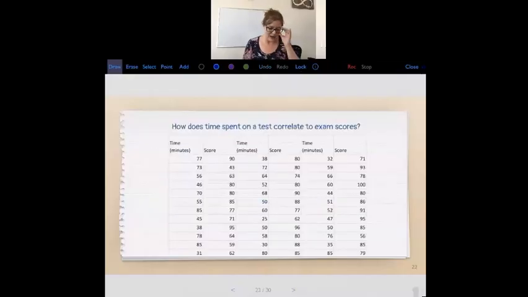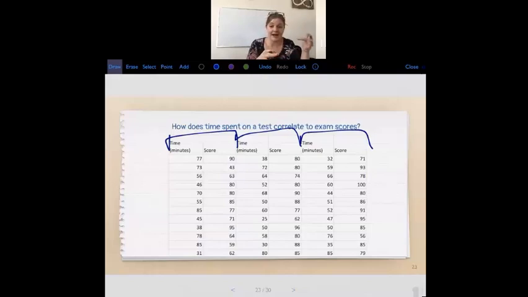Okay, so a scenario given that we'll use in this example is, how does time spent on a test correlate to exam scores? So we've got two variables. We have time spent on the exam in minutes and the score. And I broke this chart up. You want to read these, pretend these were all stacked on top of each other, but in order for this to show up on the screen, I had to break it up. So we have our time, which is our independent variable, and we have the score, which we're wondering is our dependent variable. Does our score depend on how much time was spent on an exam?